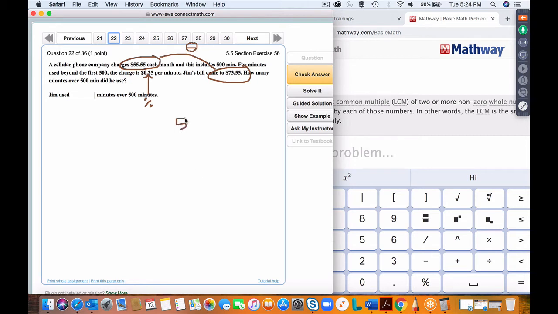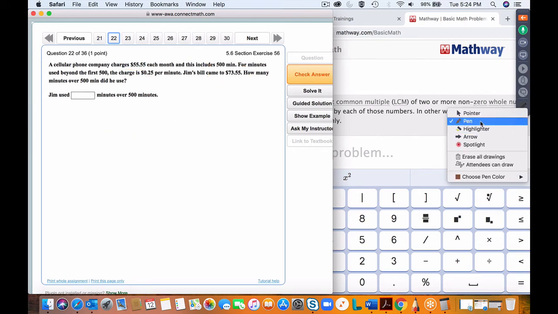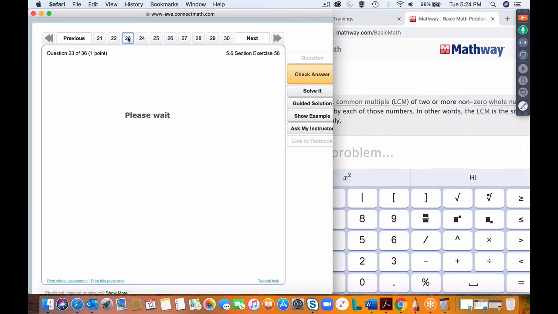So it will be like 55.55 subtracted from 73.55, and then divided by 0.25. And that's it. That's all you have to do. 23.